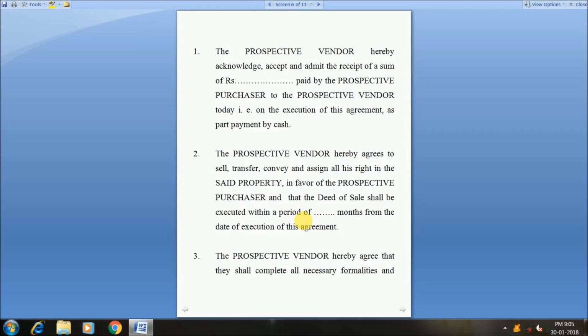the prospective purchaser shall pay the remaining amount of rupees so and so on the day of the execution of the deed of sale. That is generally the convention that is followed. The remaining balance consideration of a document is always paid when the document crystallizes.